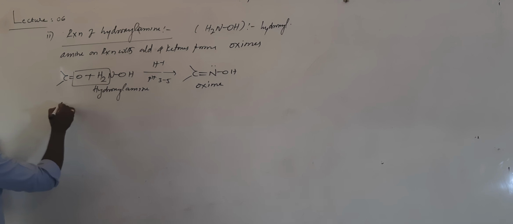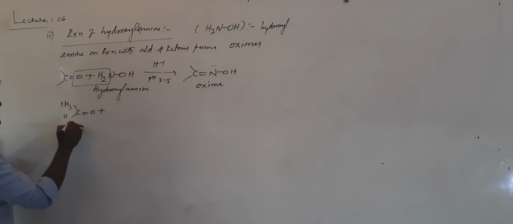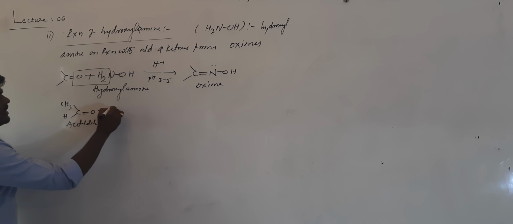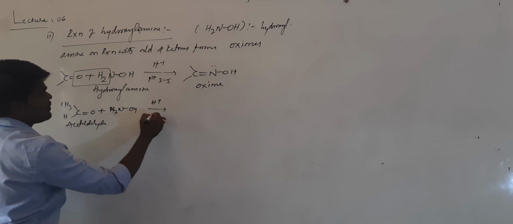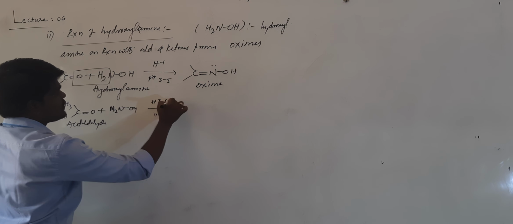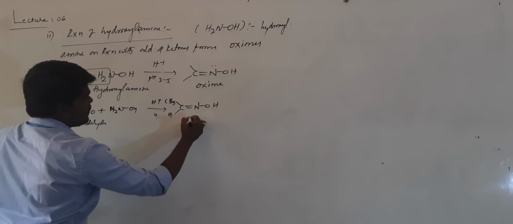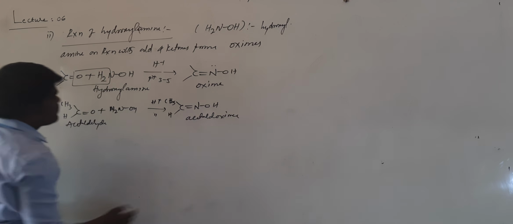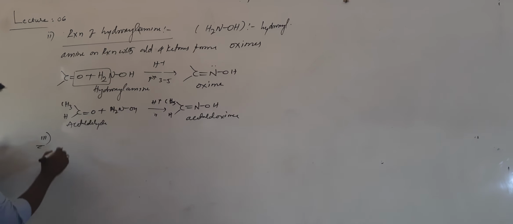Hope it is clear. Suppose you are taking CH3CHO, this is acetaldehyde. If you are treating this with NH2OH, we call it acetaldoxime. And the third one is, if you take acetone, we call it acetone oxime.